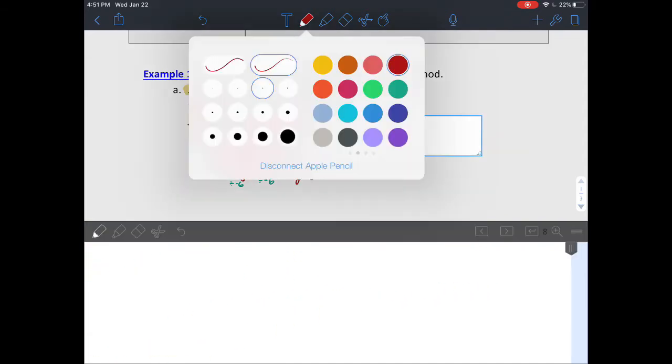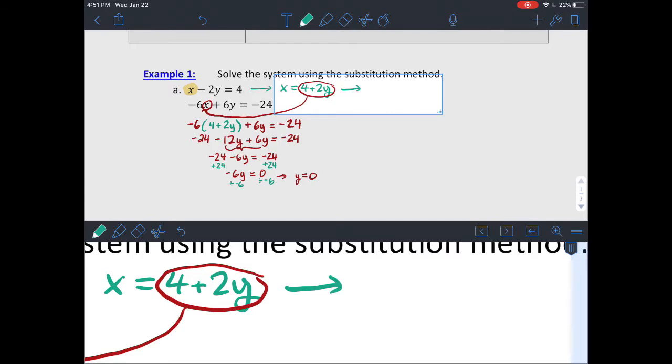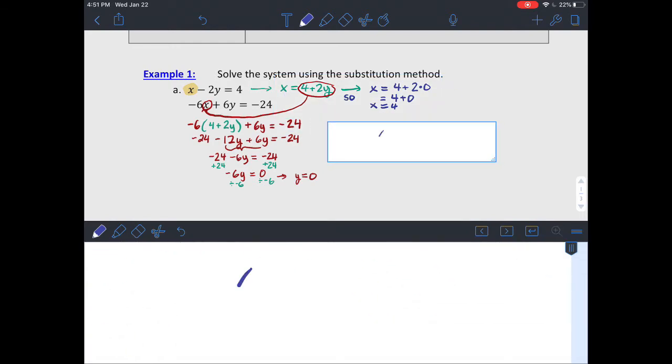So go back. Easiest place to go back to is where I've already solved my first equation for x. So if I go back there and I plug in my value for y, I'll have x equals 4 plus 2 times 0, which is just going to be x equals 4. I could use either of my original equations to plug it into, but that is the easiest place to plug it back into.